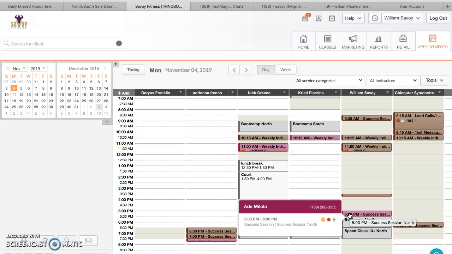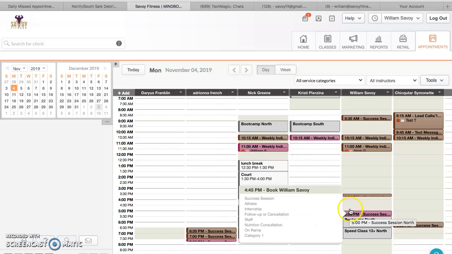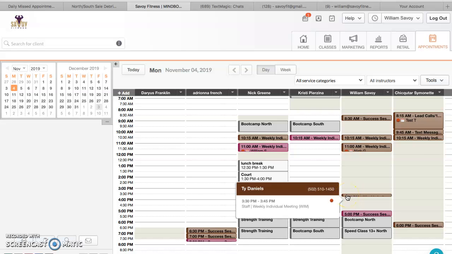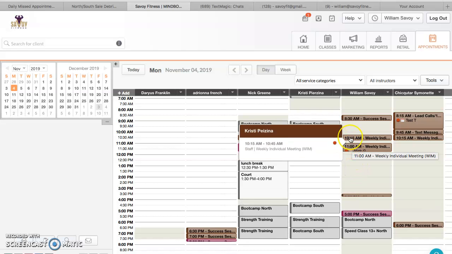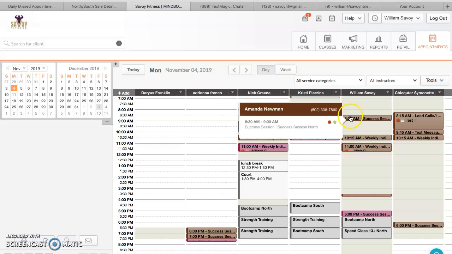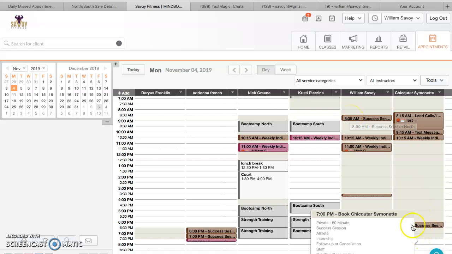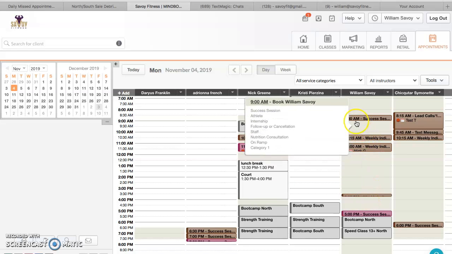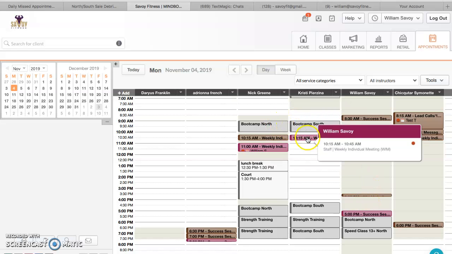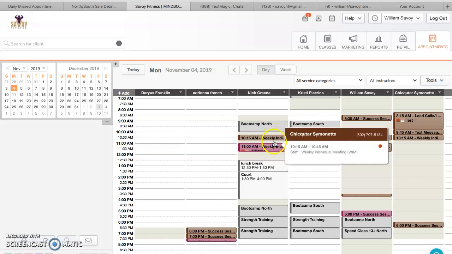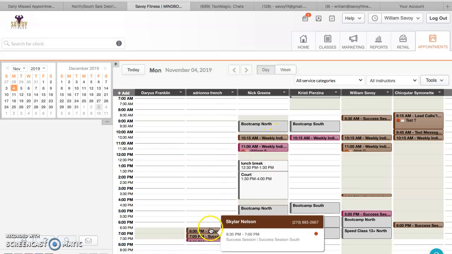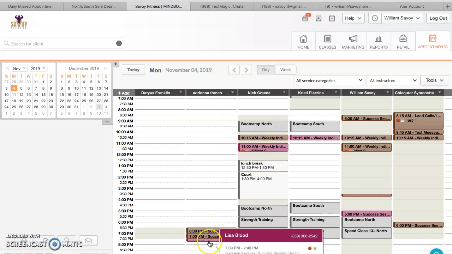This is 2. It looks like this one was met with because she's pink. 2. Nope, it doesn't say success session. Nope, doesn't say success session. 8:30 with Amanda Newman. So it looks like I'm at 1, 2, 3. Nope, nope, nope, nope. Uh-oh, Adriana. 4, 5, 6.